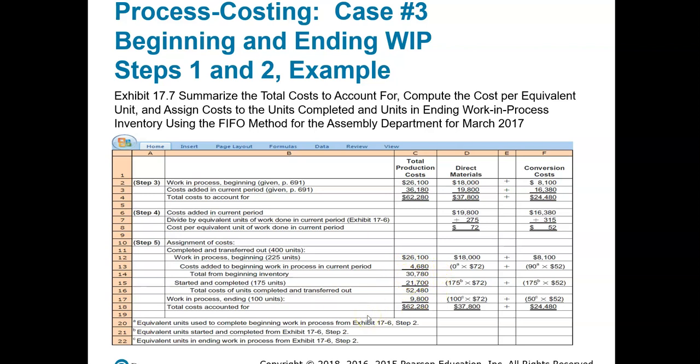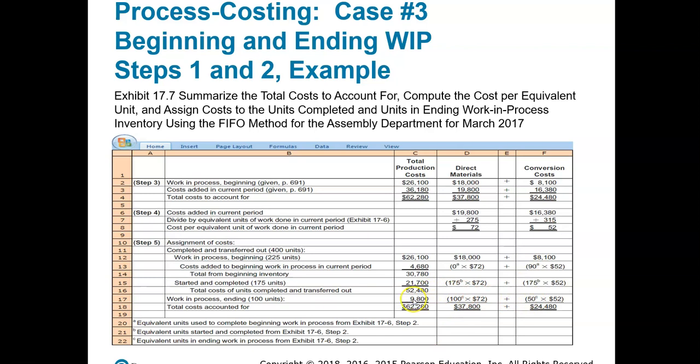Now, what about costs added, started and completed? Take my 175 units that were started and completed and multiply them by their respective cost per equivalent unit. And then I'm going to calculate my work in process ending inventory, 100 units for direct materials times the cost per equivalent unit, and then my equivalent units in ending inventory for conversion costs of 50 and multiply that by my cost per equivalent unit of $52.